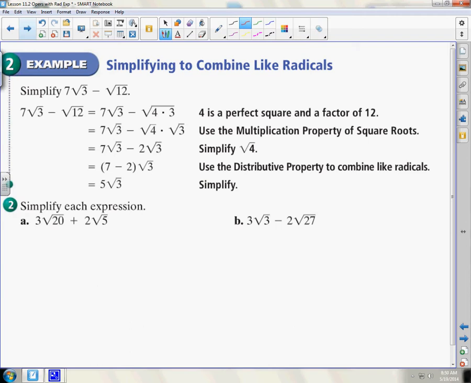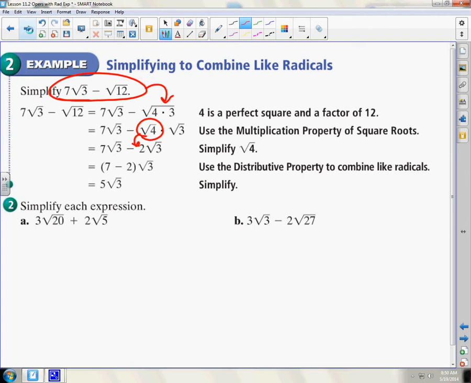Now here, if you look at these, they are not like radicals. But I can change 12 to make it look like the square root of 3. So what they did is they changed 12 into the square root of 4 times the square root of 3. They separated it out into factors. And the square root of 4 is 2. So if you look here, what they did is they just changed it to 2 times the square root of 3. So let's try one.